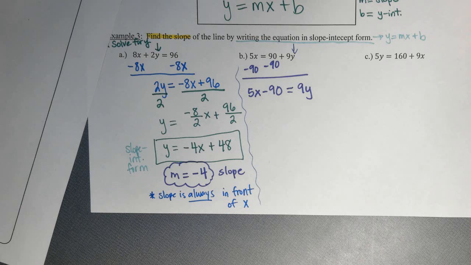You can only combine values if they are, there's a special word for it, like terms. That means they have the same variable to the same power, or no variable at all.